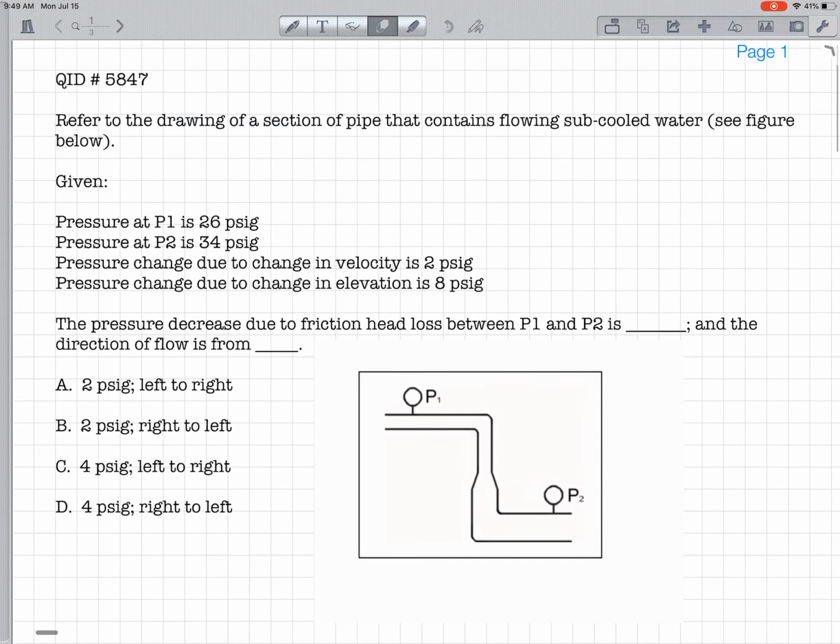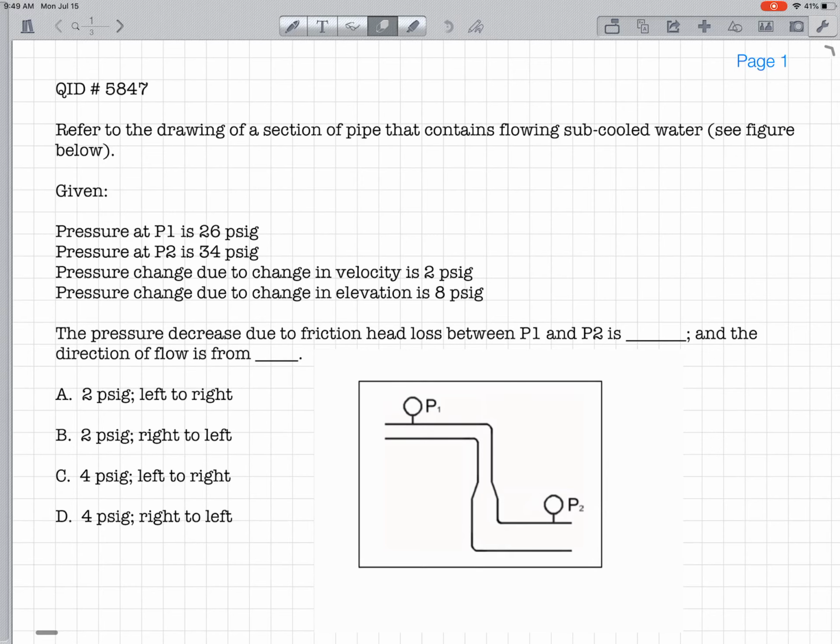Okay, welcome back. This next problem is QID 5847, and this is for the thermal hydraulics section of the generic fundamentals exam. Alright, first thing we do when we solve problems is we look at the numbers, right? So 26 psig, so there's a telltale sign. We may need to change that to psia. 34 psig, 2 psig, and 8 psig.